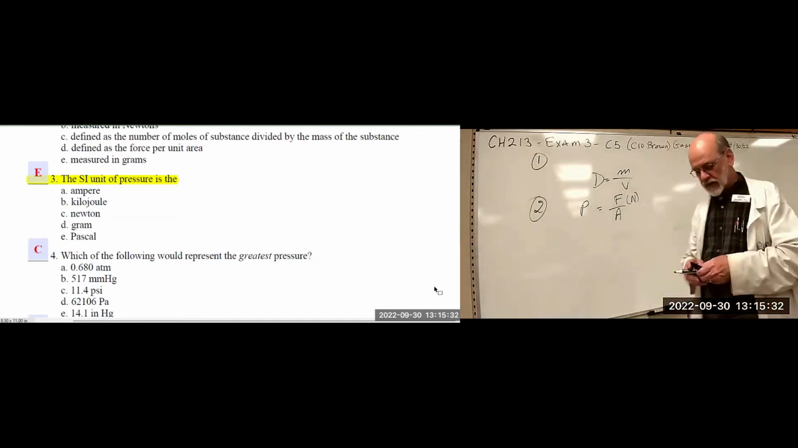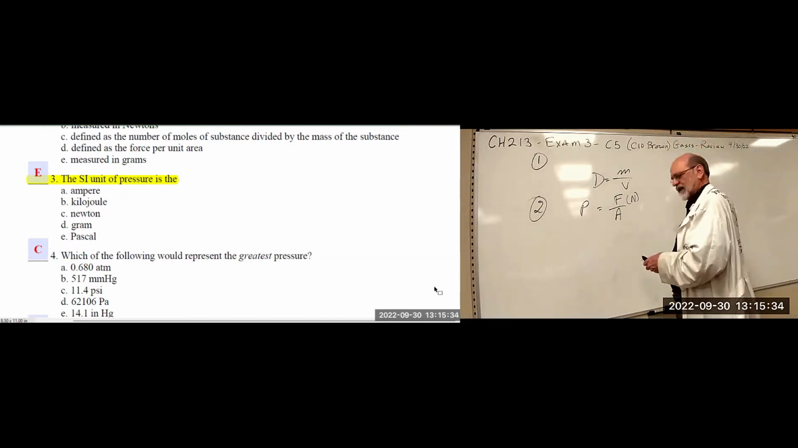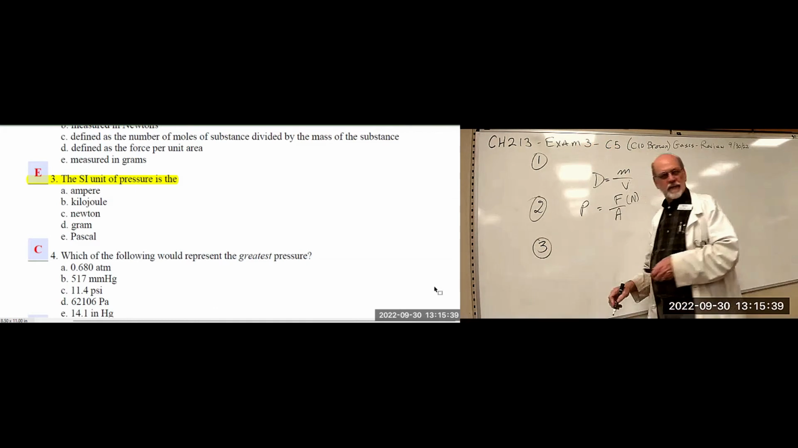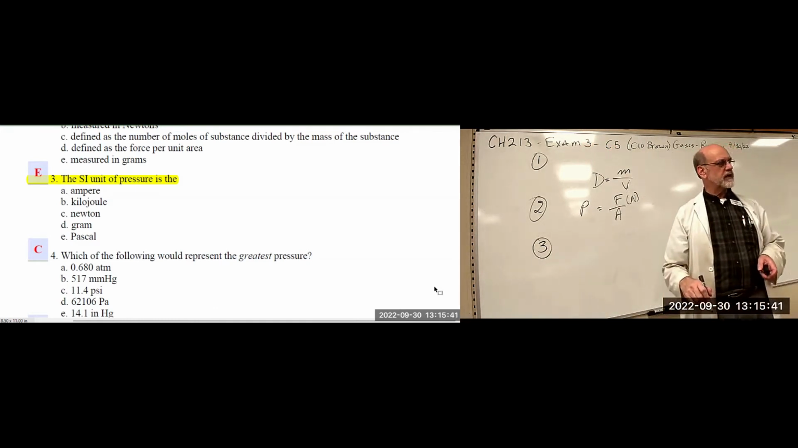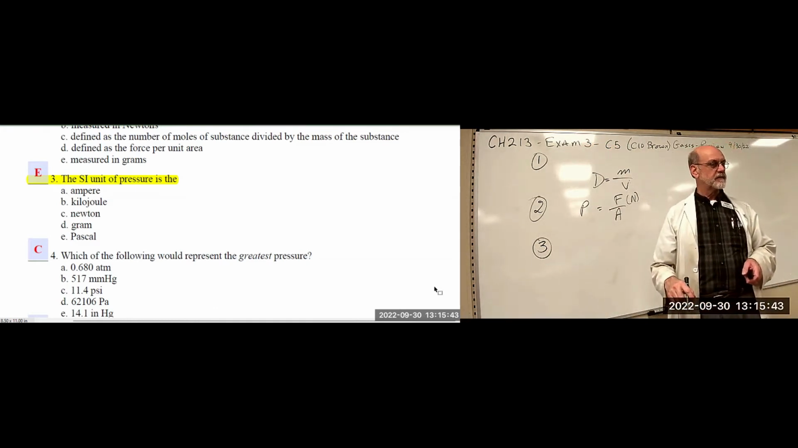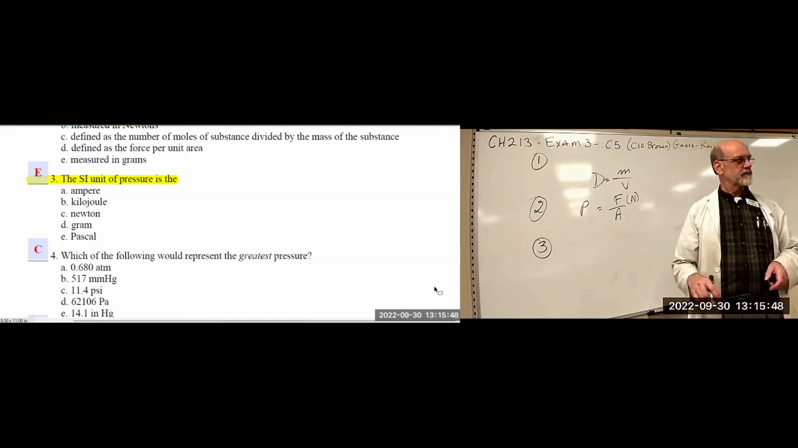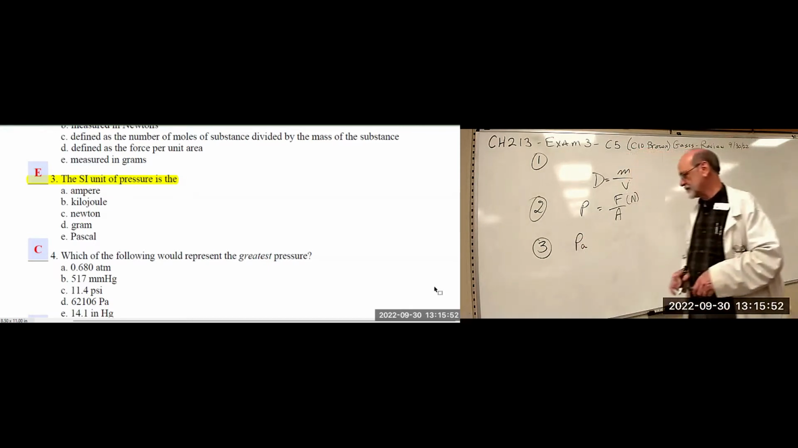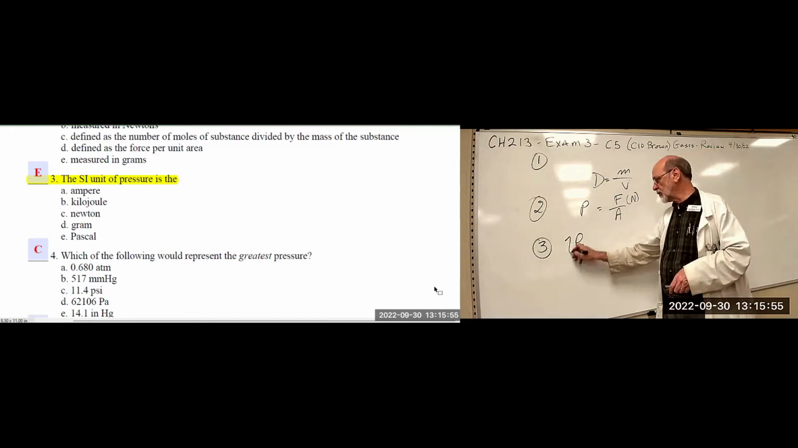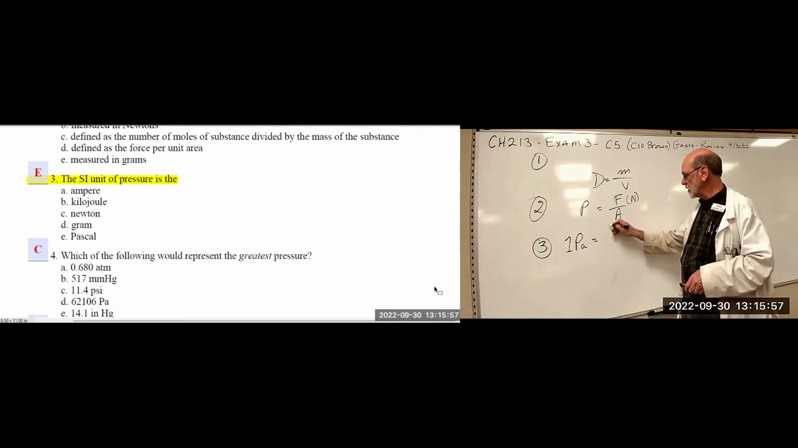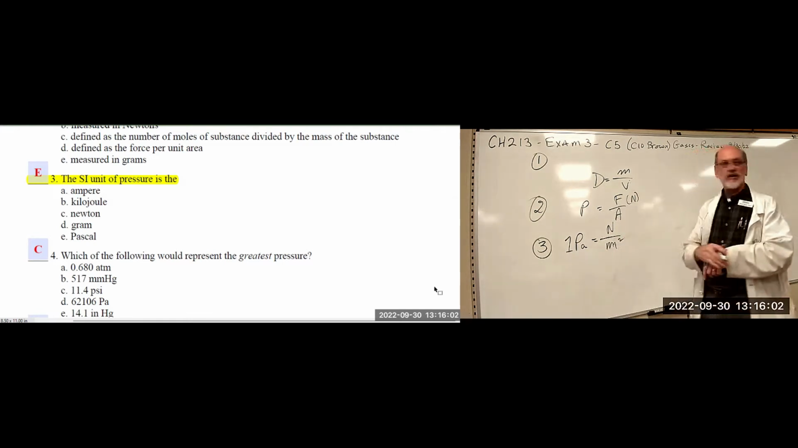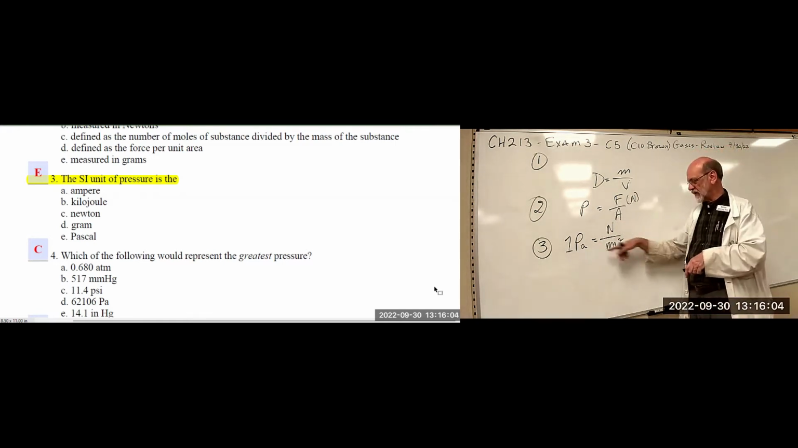The SI unit for pressure. We didn't spend a lot of time on this one. But do you remember the unit for pressure in the SI system? It's named after somebody, of course. It's called the Pascal. 1 Pascal is equal to 1 Newton per square meter. Force per unit area is 1 Pascal.